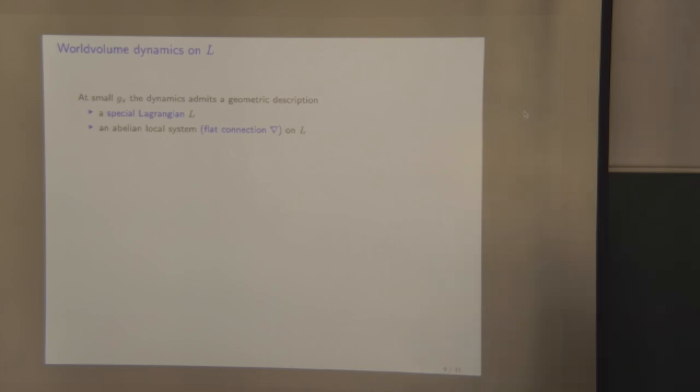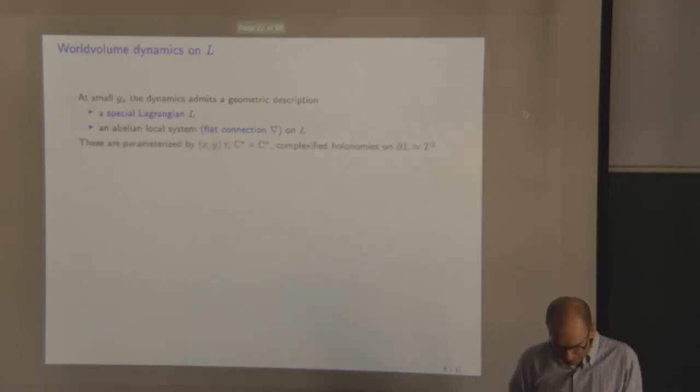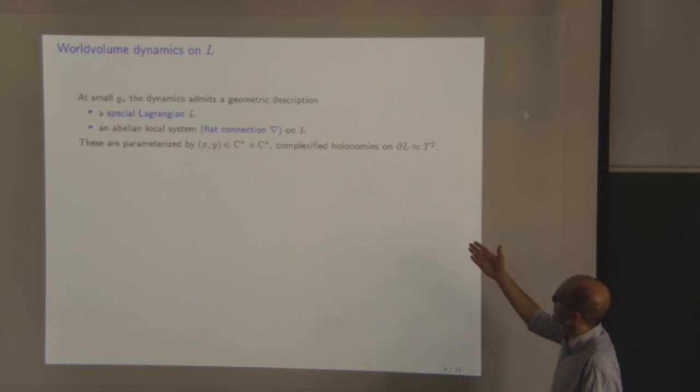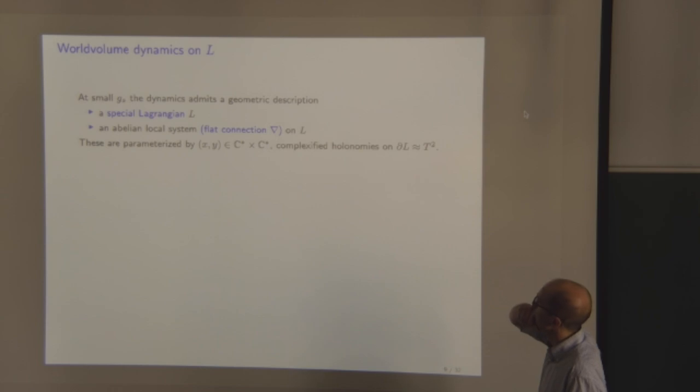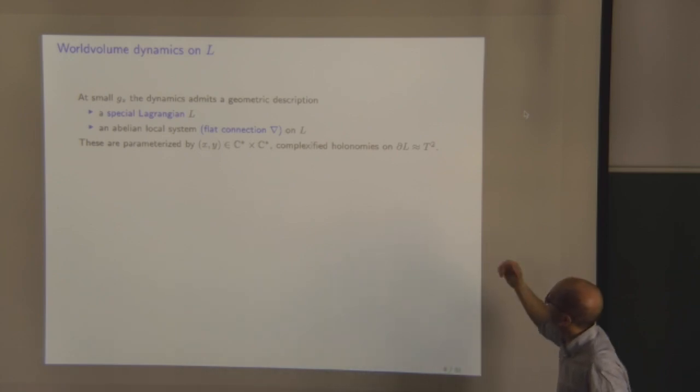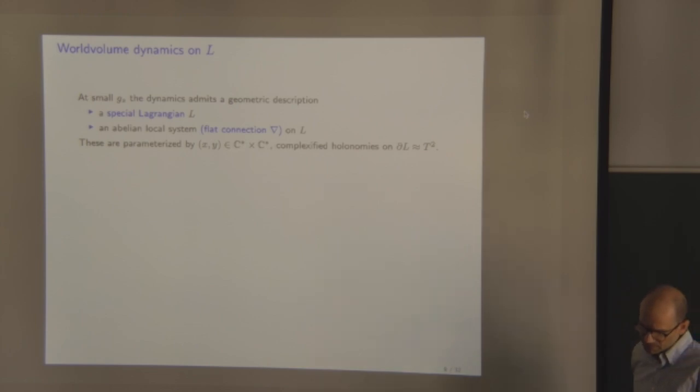So the brane is defined by a special Lagrangian. That's the knot conormal, or well, a certain deformation of that after the transition. And then there is the data of an abelian local system on the Lagrangian. And the moduli space of this geometric data is parameterized by two complex numbers, x and y, that you can think of as complexified holonomies for the local system on the boundary torus. So remember, L is a solid torus. It has a boundary. And x and y are the longitude and the meridian on the boundary.